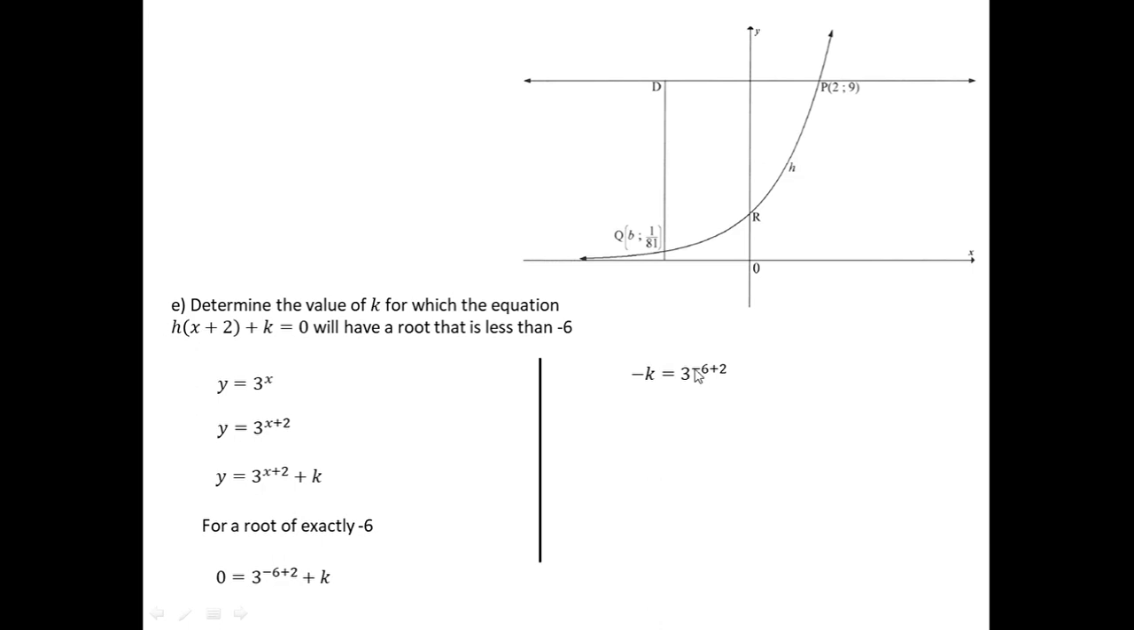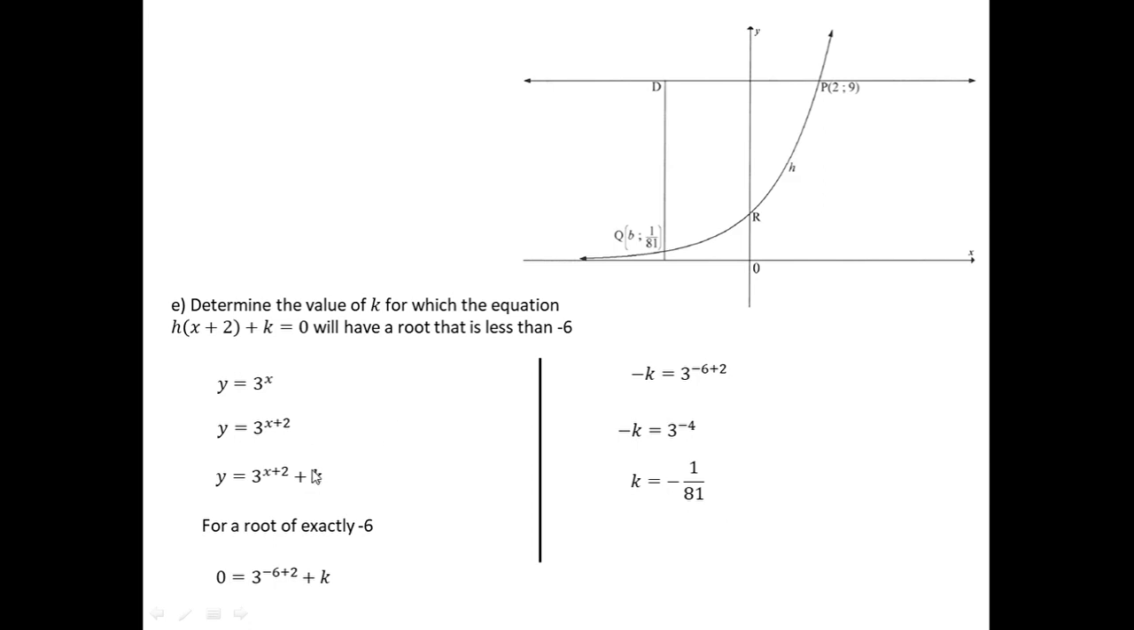Then what have we got here? Yes, we move the k from the right-hand side over to the left-hand side where it becomes a negative number. And then -6 plus 2 is -4, so k must be -1/81. So if we make this k here -1/81, then this graph, the translated version of h, will have an x-intercept at exactly -6. I'll repeat that. If we make k there -1/81, then the resulting graph will have an x-intercept or a root at exactly -6. But now we need to think.